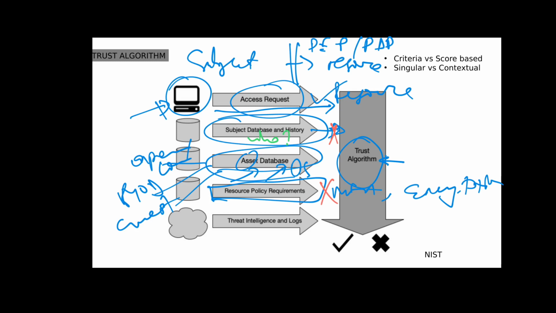And lastly, we'll take a look at the threat intelligence and logs.